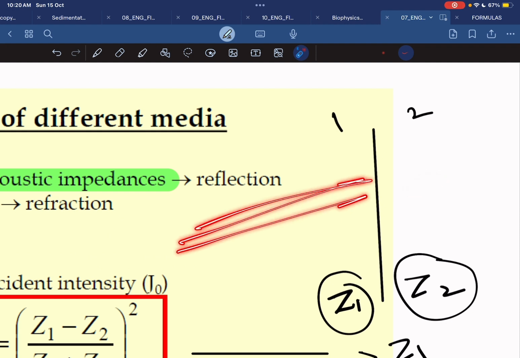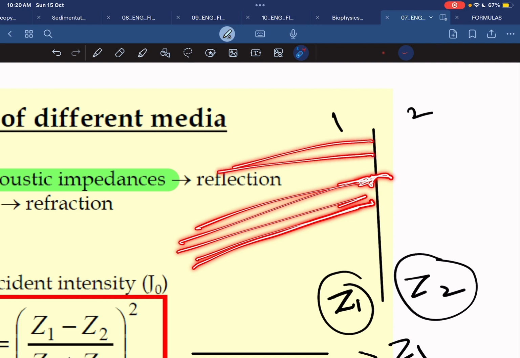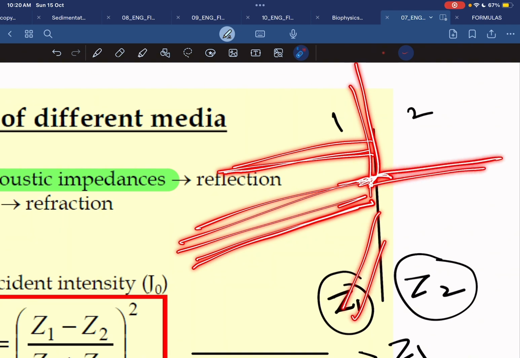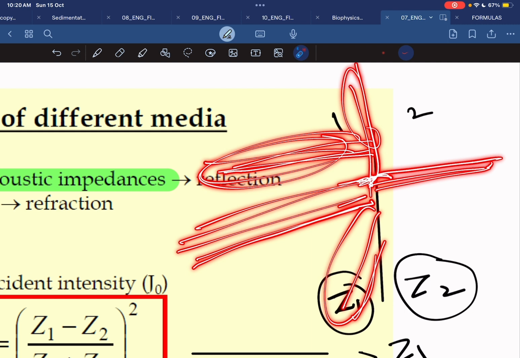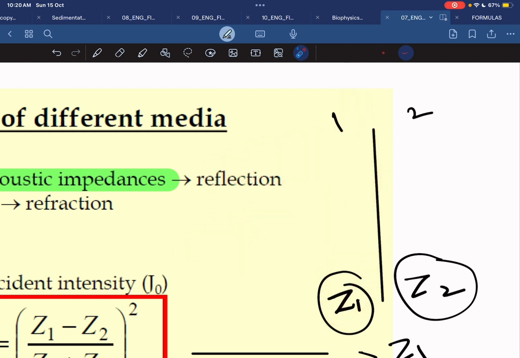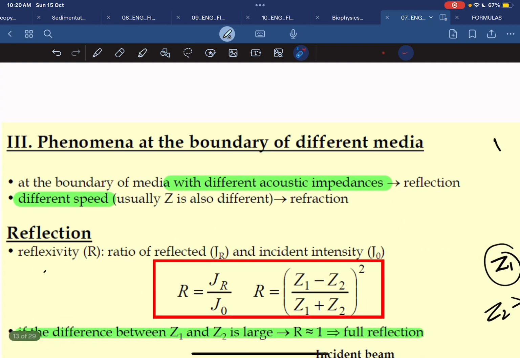Since z2 is higher, some sound waves go back. Some sound waves scatter. Some sound waves go through. Using this information, these scattered, these absorbed, these reflected back, this is how we find out our ultrasound image, guys. At the boundary of media with different acoustic impedances, reflection happens.